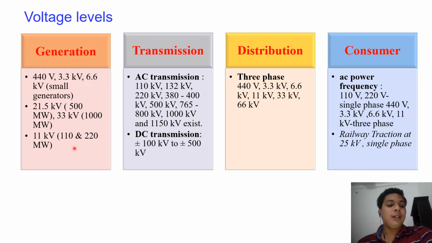So the smaller power plants will have this 11 kV generator, with an installed capacity of 110 and 220 megawatt. But when it comes to a super thermal power plant, in the range of 1000 megawatt and so on, there we have huge generators, like 21.5 kV or even 33 kV generators.